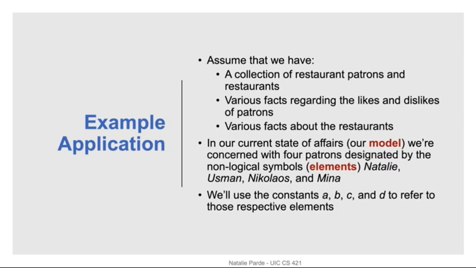Let's assume that we have some restaurant patrons and restaurants in our model. We have some facts about the likes and dislikes of different patrons, and we have some facts about the restaurants. We're specifically interested in 4 patrons designated by the non-logical symbols Natalie, Usman, Nicholas, and Mina. We'll refer to those elements using the constants A, B, C, and D.